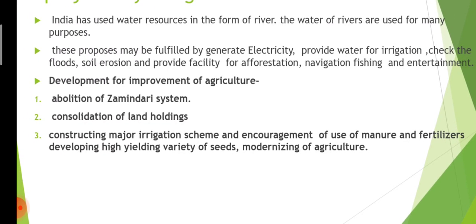Development for improvement of agriculture. Many steps have been taken by the government. First was abolition of the Zamindari system. Second was consolidation of the land holdings, construction of major irrigation schemes, and encouragement of the use of manure and fertilizers to develop high yielding varieties of seeds and modernizing of agriculture.